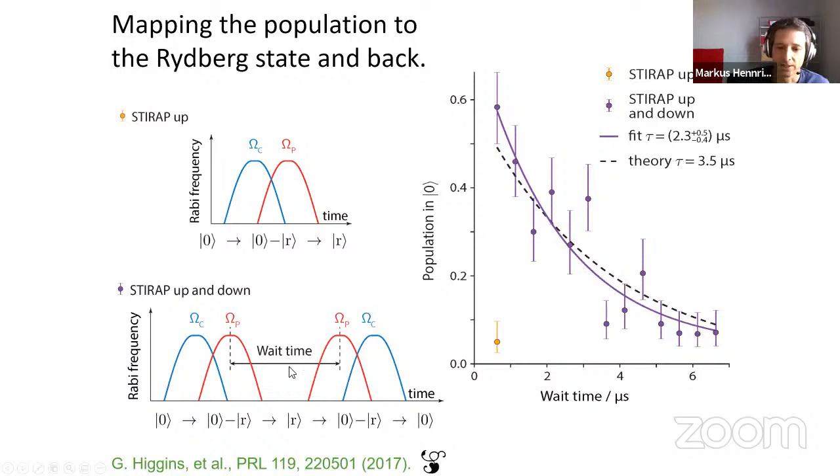If we change the waiting time here, we can actually measure the lifetime of our Rydberg state. And here we see a lifetime of something like 2.3 microseconds, which is consistent with theory, I would say. The theory is for a 42 S1/2 state, and includes blackbody radiation losses, actually.